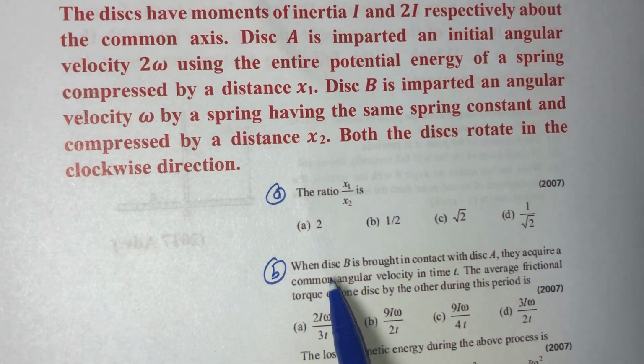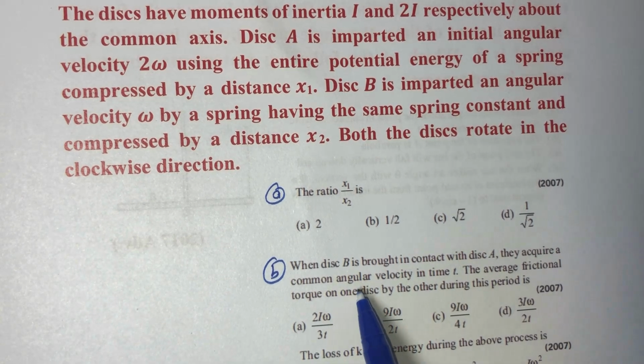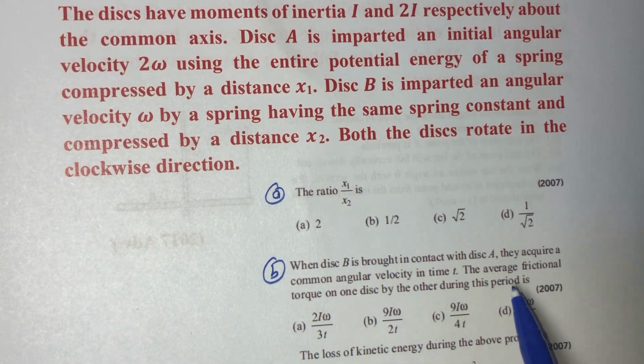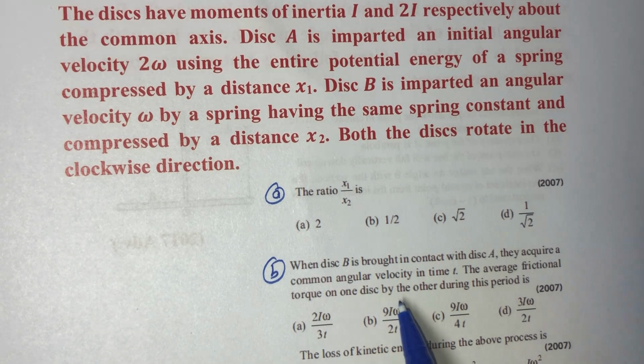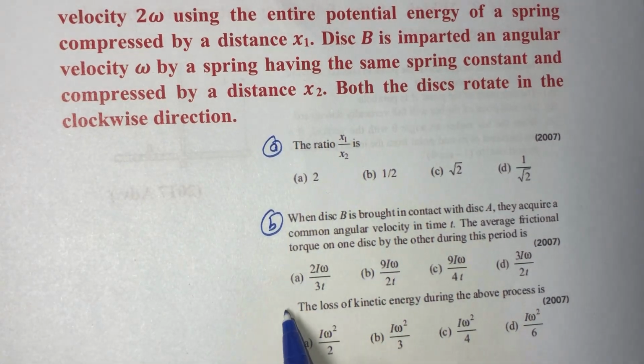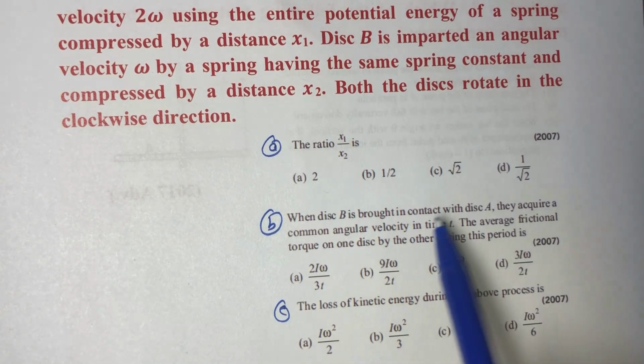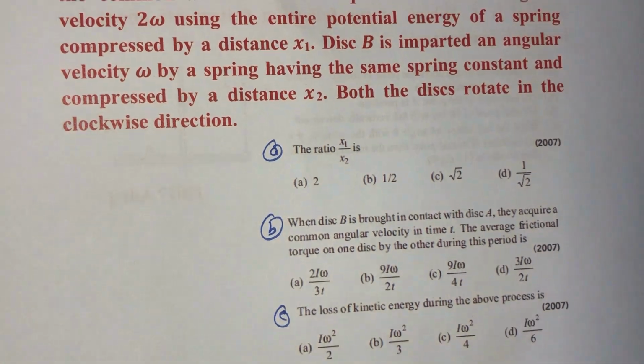Part B: disk B is brought in contact with disk A. They acquire a common angular velocity in time t. The average frictional torque on one disk by the other during this period is to be found. And in part C, we are supposed to find out the loss of kinetic energy during the process in part B.